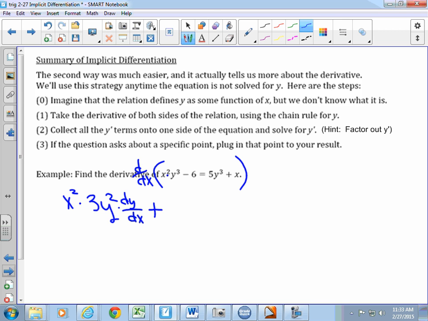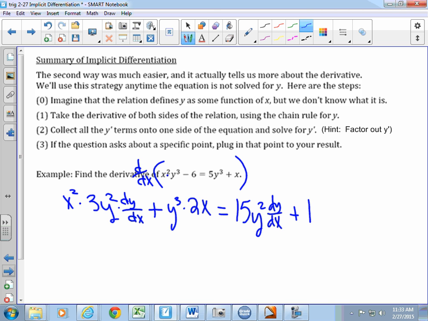Left d right, left right, d left. I don't need a dy dx on that one because I didn't take the derivative of y. What about the 6? Goes away. 15y squared dy dx plus 1. So I've done step 1.